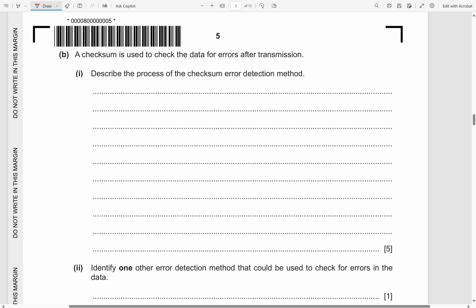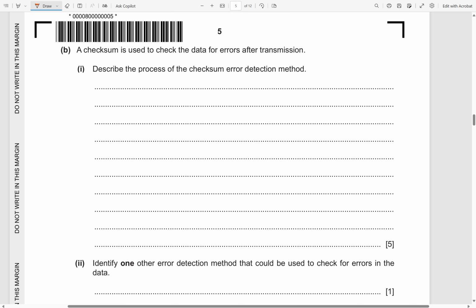Right then, B. A checksum is used to check the data for errors after transmission. Describe the process of the checksum error detection method. Right, okay, and here we want to highlight this, after transmission. Because these questions about verification and validation, they do want you to specifically talk about whether it's before transmission, so data entry, or whether it's after transmission.